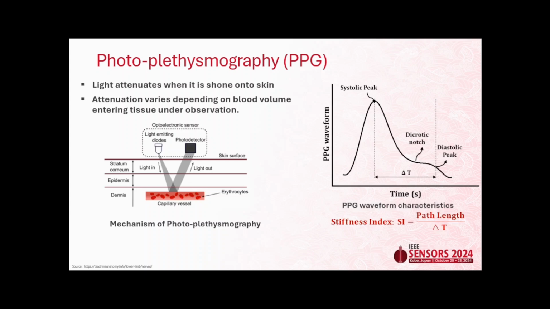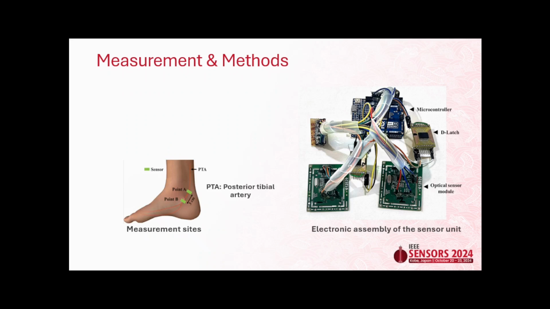For our study, we measure the stiffness index, which can be computed as the path length divided by delta t. In our case, the path length is proportional to the height of the person, and delta t is computed as the time difference between the systolic peak and the diastolic peak. The aim is to study the impact of diabetes on arterial health.